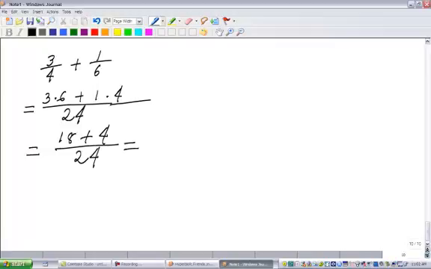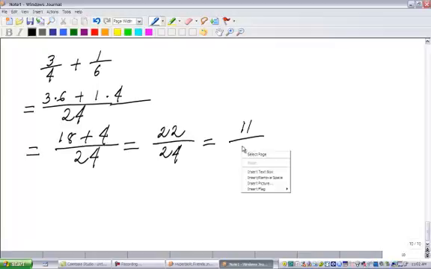18 plus 4 is what? 22. 22 divided by 24, which is, now I'm going to put it in lowest terms. I divide the numerator by 2. Yes, I divide the numerator by 2. I divide the denominator by 2, right? So that's 11 over 12.